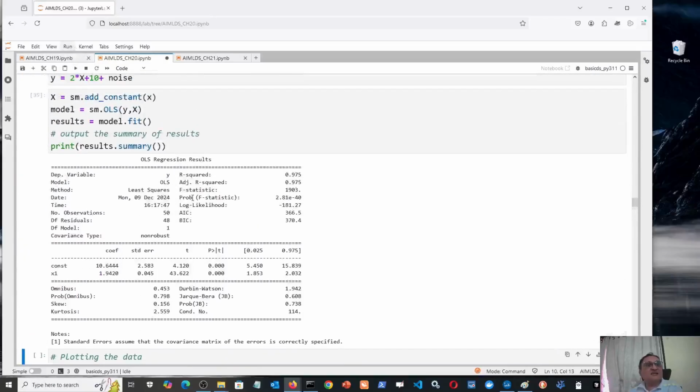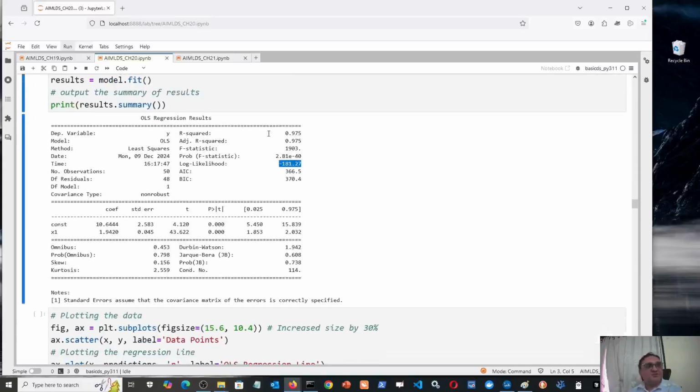Now you are getting this kind of output. You can see there is a visible improvement. Now R square is 97.5% or 0.975, which is a very, very good linear model. Okay. Then F statistic is also very high. Probability of F statistic is very small, 2.81 into e raised to minus 4. Log likelihood is this value. We are going to discuss in detail all these parameters in this lecture only. So don't worry about what these things are and whether they should be high or low.